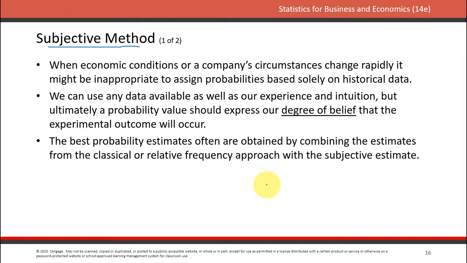So they say when economic conditions or a company's circumstances change rapidly, it might be inappropriate to assign probabilities based solely on historical data. We can use any data available as well as our experience and intuition. So we're talking about using a subjective method. So it means our experience and our intuition. But ultimately, a probability value should express our degree of belief that the experimental outcome will occur.